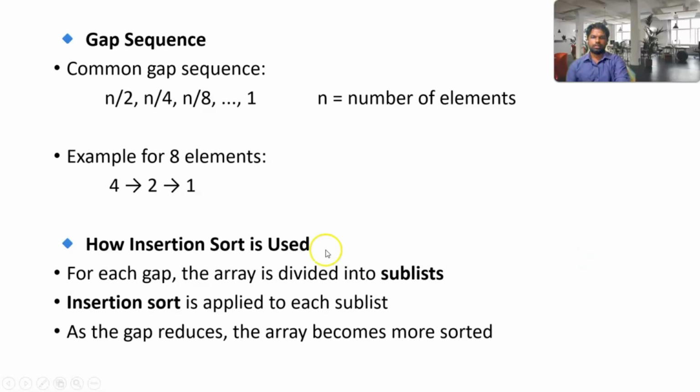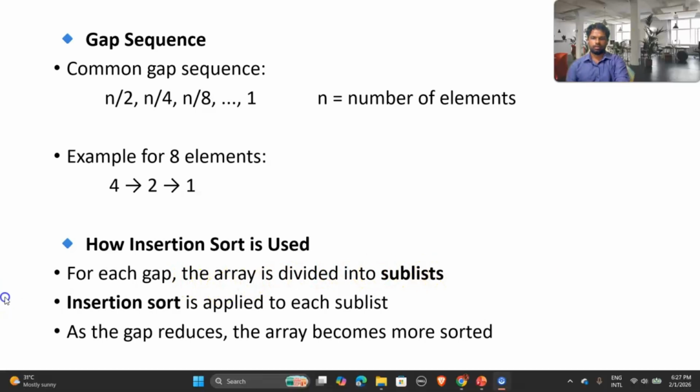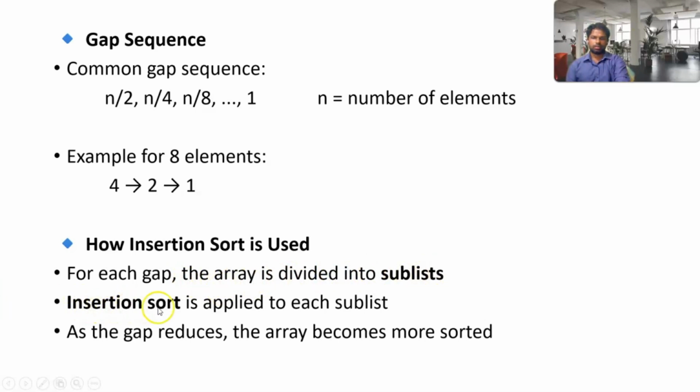So let's see how insertion sort is used. For each gap, the array is divided into sublists. Insertion sort is applied to each sublist. As the gap reduces, the array becomes more sorted. So let's see a step-by-step example.